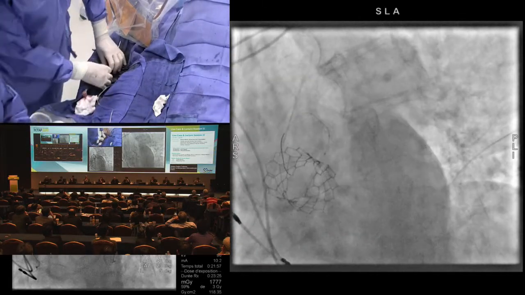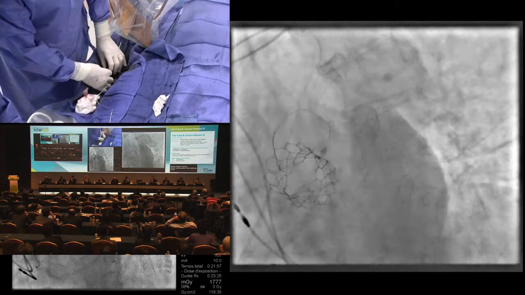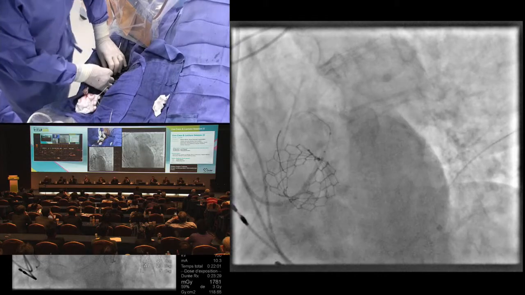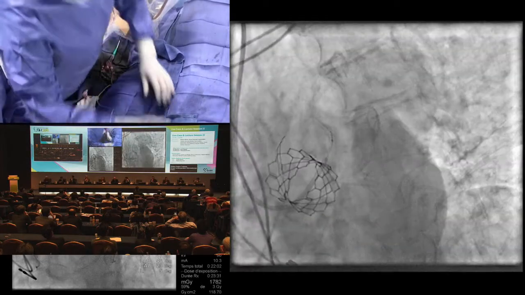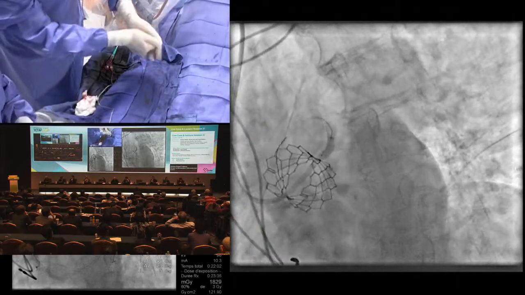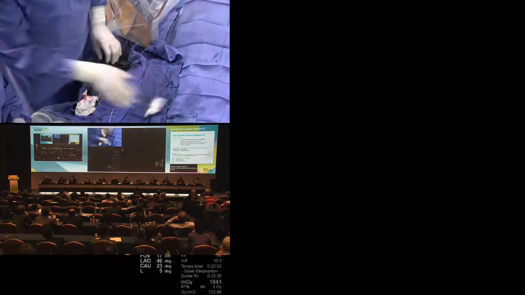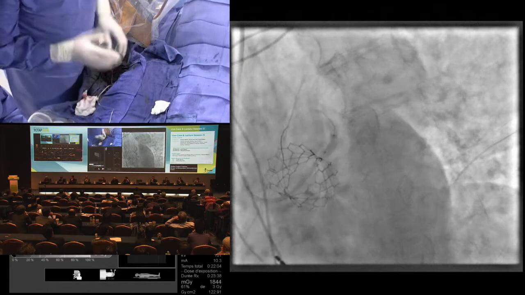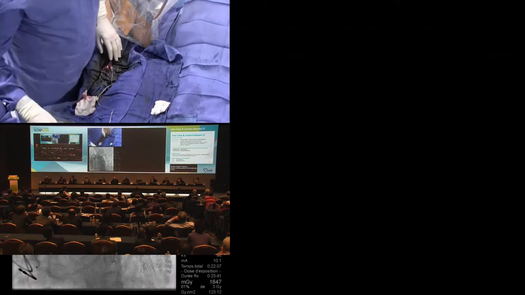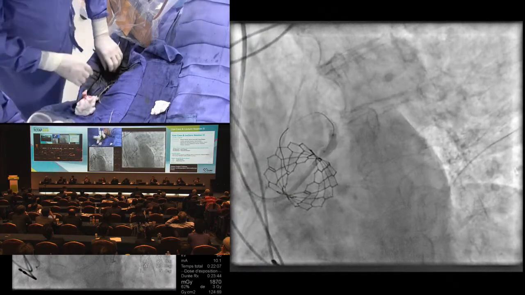And now we take a view, test. And now we will do the first crush. So we crush the stent with the balloon. And now it's how much? 3.0, 3.5, 4.0. It's a 4.0. So we can go up to 12, 14. Pressure down.